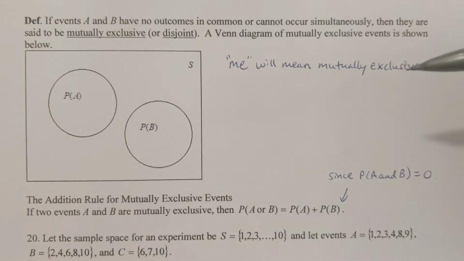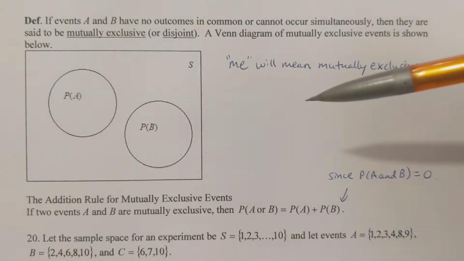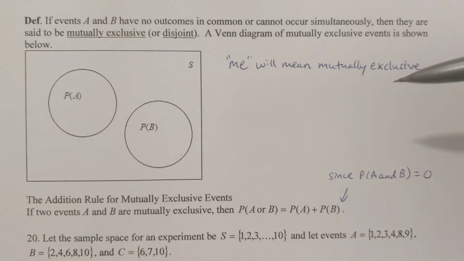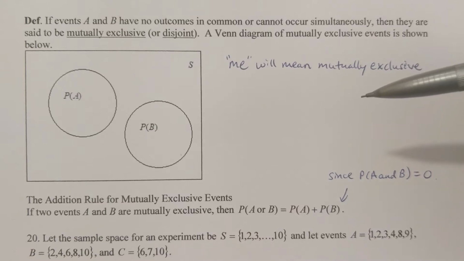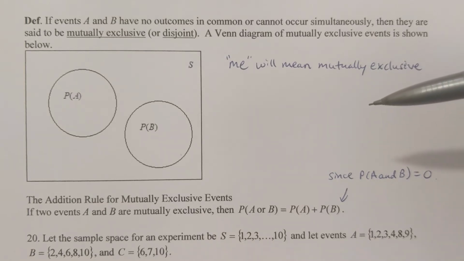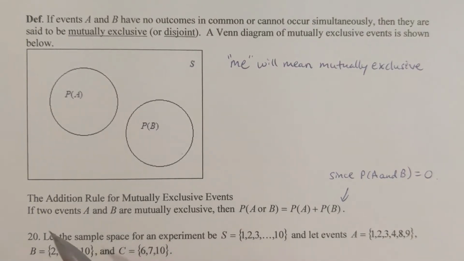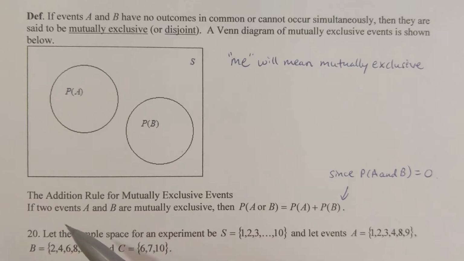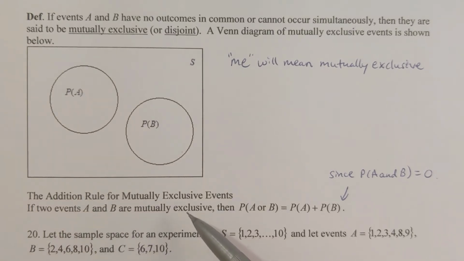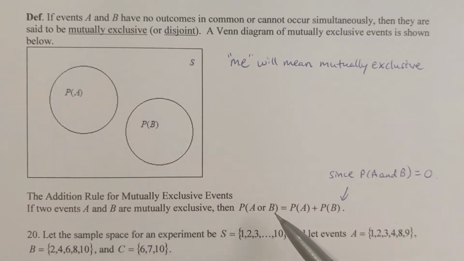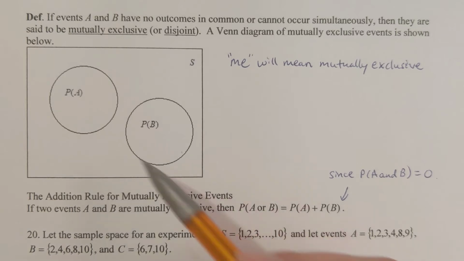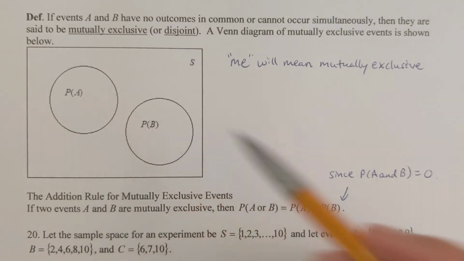Okay, and that's what I mean by mutually exclusive. ME will represent mutually exclusive. Okay, if I have to write out the term, and I will, a few times. Now from that, the addition rule for mutually exclusive events says that if two events A and B are mutually exclusive, then the probability of A or B is where I take the probability of A and then add the probability of B.